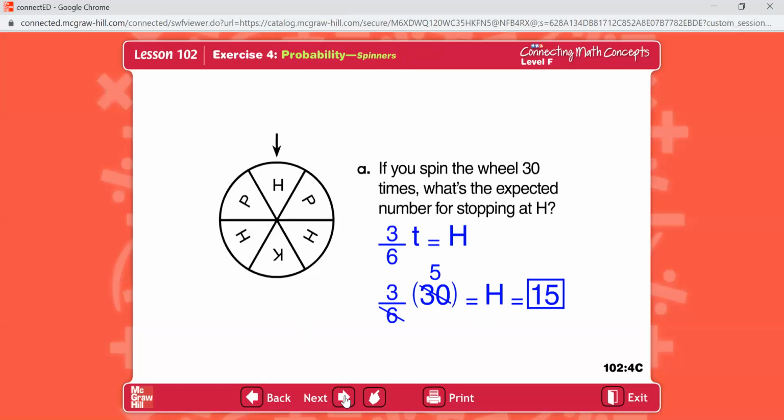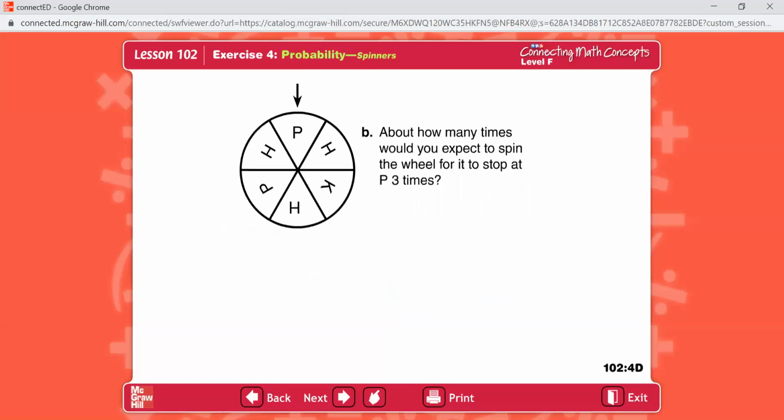H equals 15. If you were to have 30 trials, you spun the wheel 30 times, you will probably get H 15 of those times. Problem B. About how many times would you expect to spin the wheel for it to stop at P 3 times?